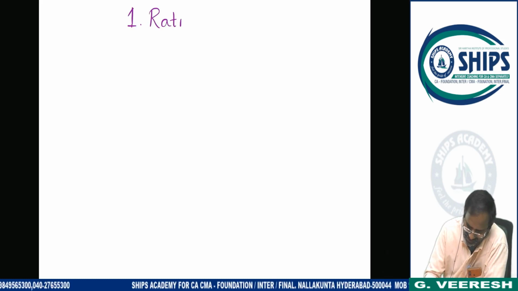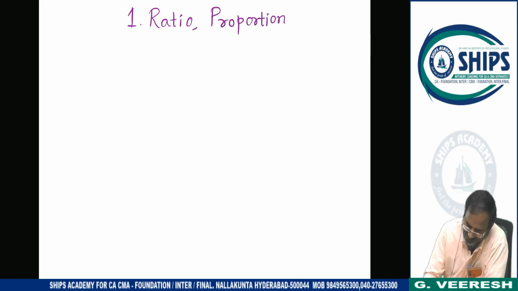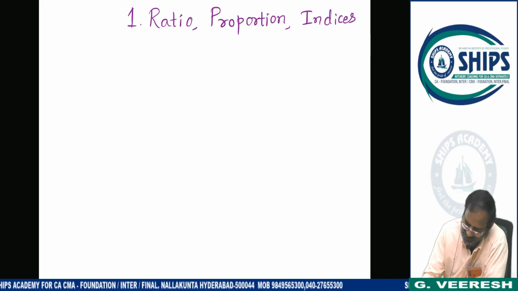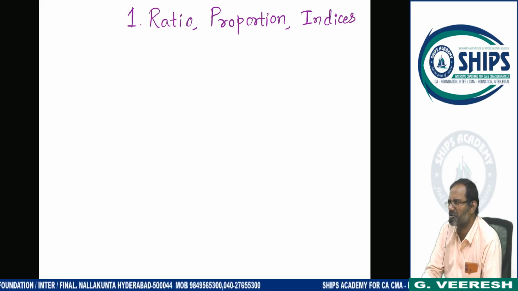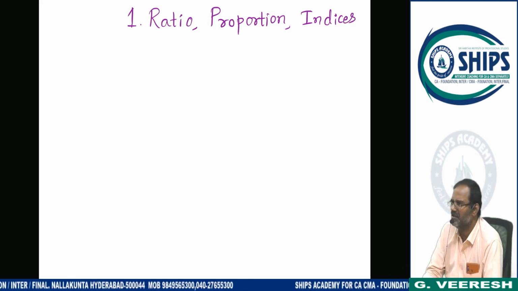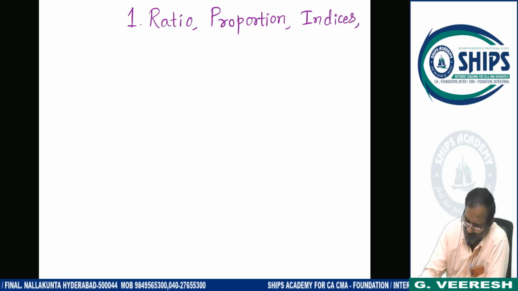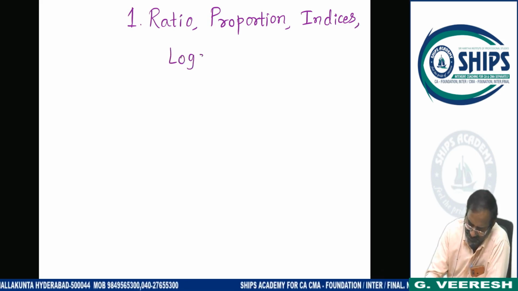Now, first chapter: ratio, proportion, indices. In the CMA book you will find separate indices and subtopics: separate ratio, proportion, and separate logarithms. Same only, problems and all that, formulas and everything.